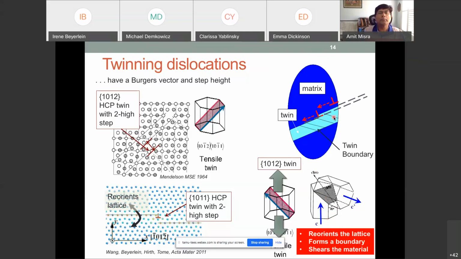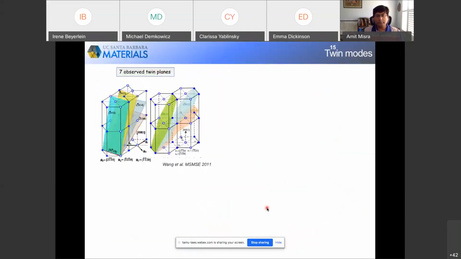So when a twin does form within a crystal, it forms a boundary with that misorientation that is precisely defined by that particular twinning dislocation. And also that twinning dislocation, when it moves, it's shearing the material. So it's moving those atoms via shear. And so it's not just a reorientation of the material without any type of shear. The shear is occurring, and that's what's accommodating the deformation, and that's why twinning gets invoked.